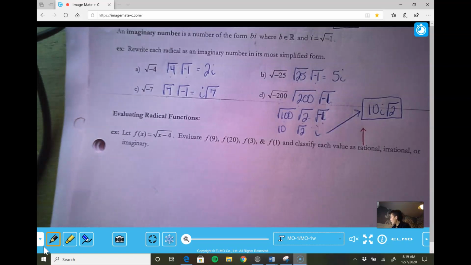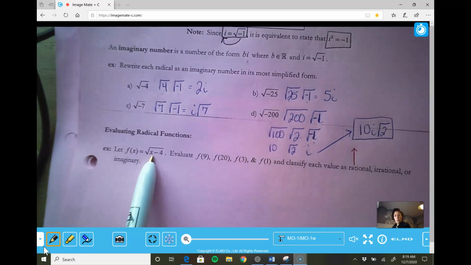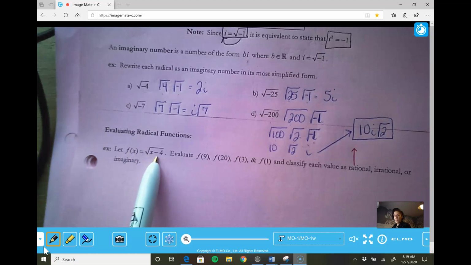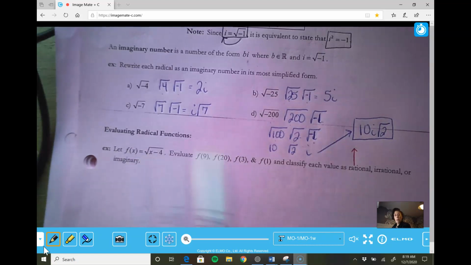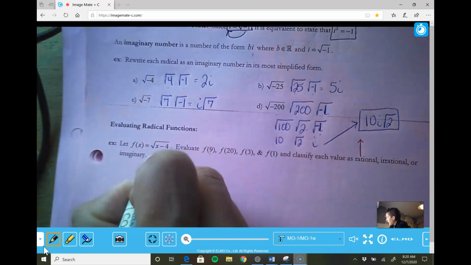So let's practice evaluating. Let's start with this one. My function is f of x, the square root of x minus 4, and this just says put 9 in where the x is, then 20, then 3, then 1, and then we're going to classify them as rational, irrational, or imaginary. That's some vocab that you learned in Algebra 1, and I'll get to that once we get through this part here.